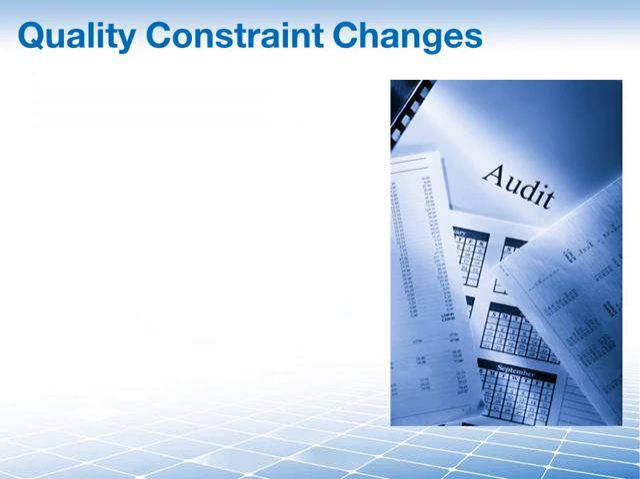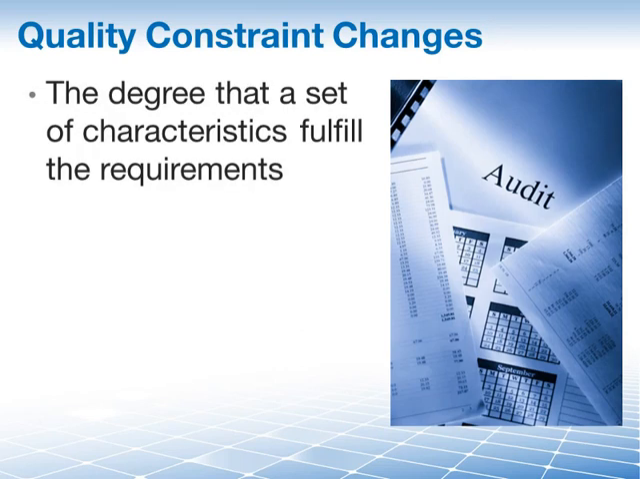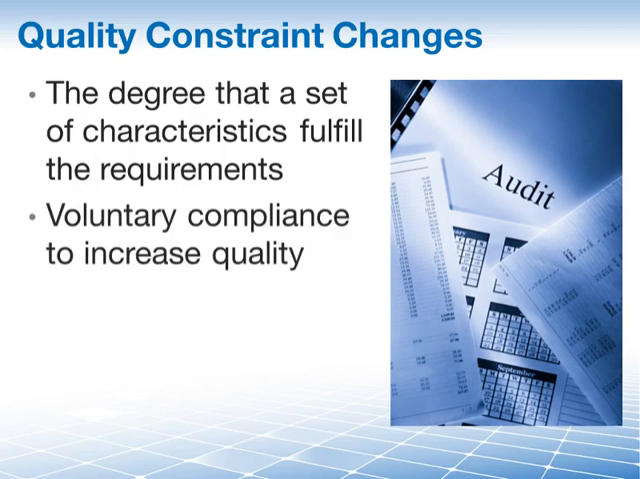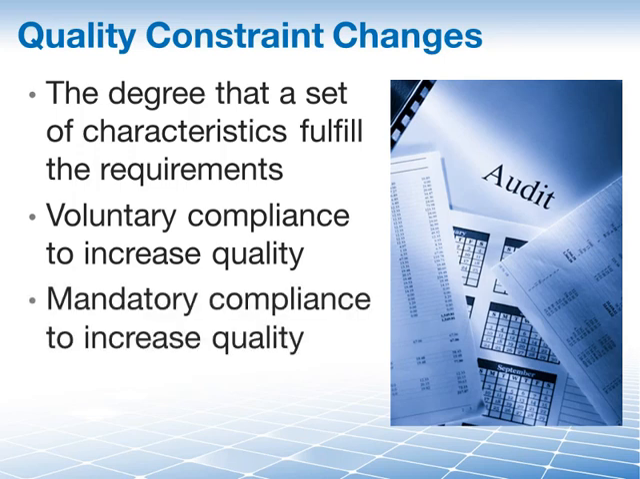Our 4th competing project constraint is quality, which refers to the degree in which a set of inherent characteristics fulfills requirements. Quality changes may once again be introduced by your organization in terms of voluntary compliance with other standards such as ISO or ANSI standards in order to meet higher quality standards for the delivered product. An increase in quality may also be mandated by external legal or regulatory organizations that you must follow.